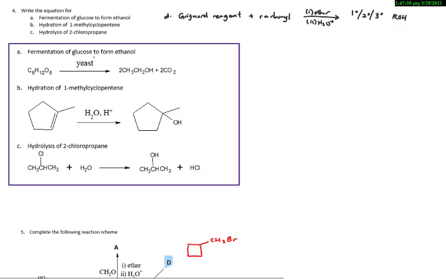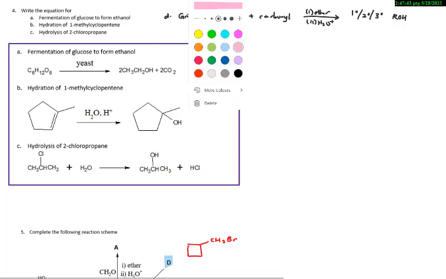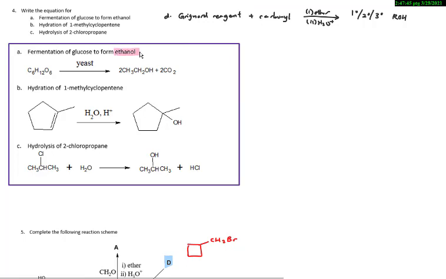Okay, so we use the questions as examples and revise what we have learned before this. So for A, fermentation of glucose to form ethanol. Please bear in mind that the fermentation process can only produce ethanol. So we use the formula for glucose, C6H12O6, in the presence of yeast to produce 2 molecules of ethanol and carbon dioxide.